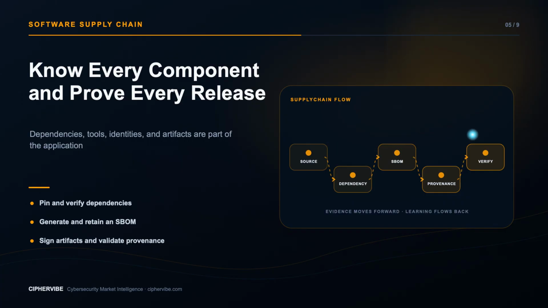Build from declared inputs in isolated, reproducible environments. Restrict outbound network access. Use separate identities for source, build, signing, registry, and deployment. Avoid long-lived secrets on shared runners. Protect caches against cross-project poisoning.